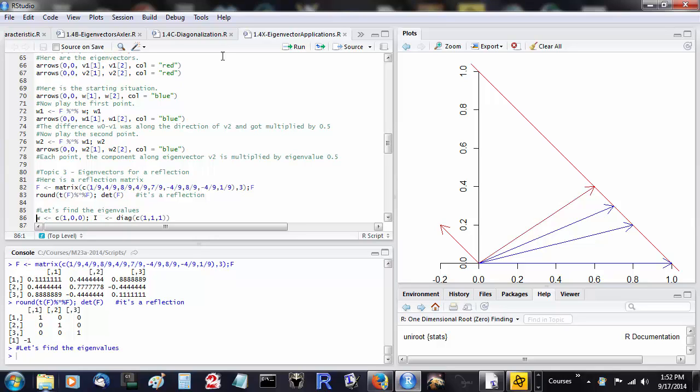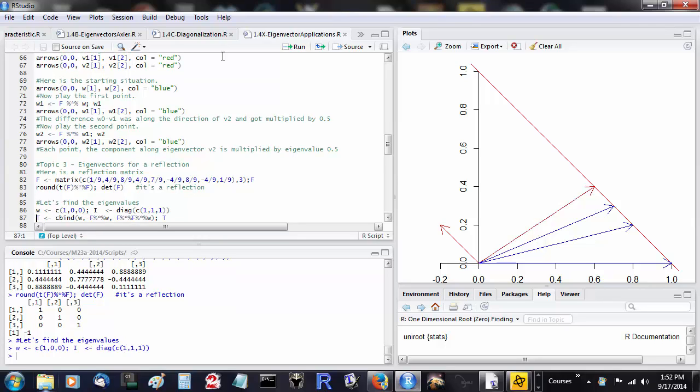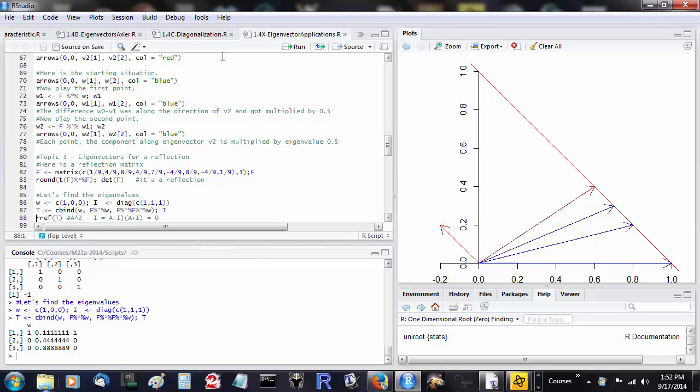So let's go after the eigenvalues. We need a three-dimensional identity matrix this time. And I only multiply by F squared. Why? Because I know what's going to happen. I know in this case that I'm not going to be able to get more than 2 eigenvectors out of a single starting vector w. So there's the matrix T.